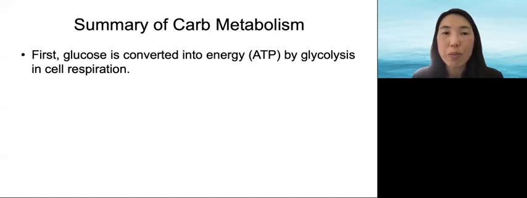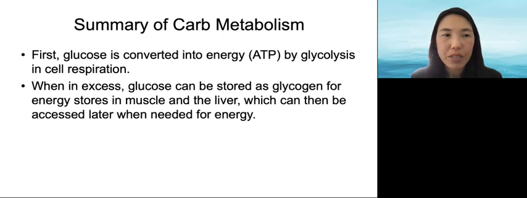To summarize carb metabolism one more time, first, glucose is converted into energy, ATP, by glycolysis in cell respiration. When in excess, glucose can be stored as glycogen for energy storage in muscle and the liver, which can then be accessed later when needed for energy.